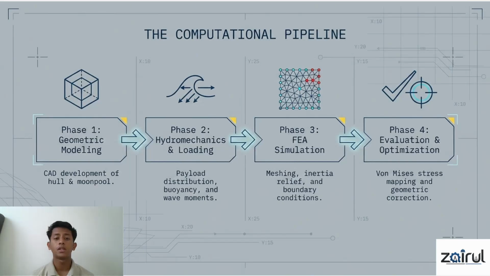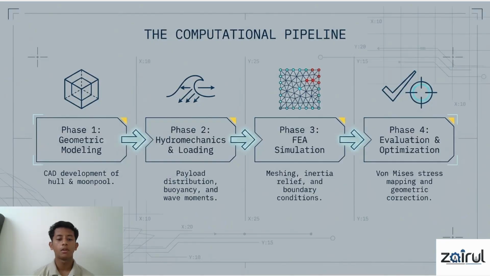The second phase is we assign material properties, mesh the model, and define the boundary conditions. The material of this USV catamaran is aluminum alloy. The third phase is we perform the finite element analysis using operational loading conditions in ANSYS software. So we open the ANSYS software and run the finite element analysis, the computational analysis.